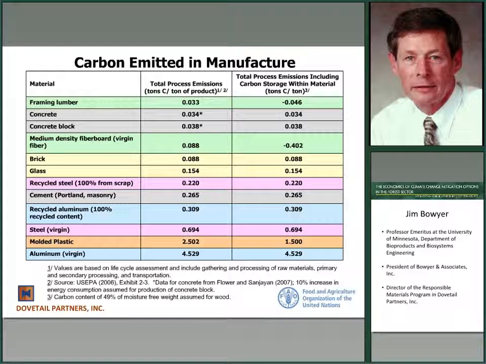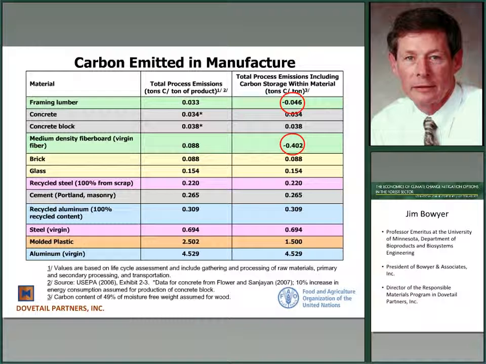All right, if you look at the right hand column here, notice that virtually all of those numbers are exactly the same as in the center column, except for a couple. And you'll notice two of these numbers are negative, and they happen to be for both of the wood products. What does a negative number mean? It means that the carbon stored within those finished products is a greater quantity than all of the carbon emissions that resulted in their manufacture.